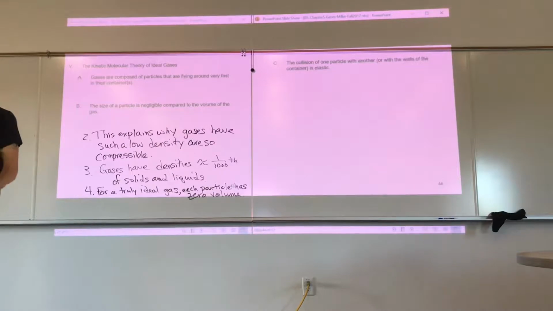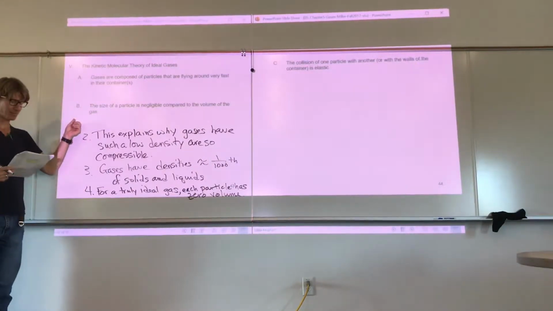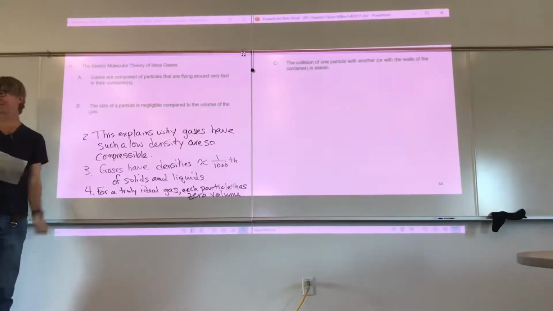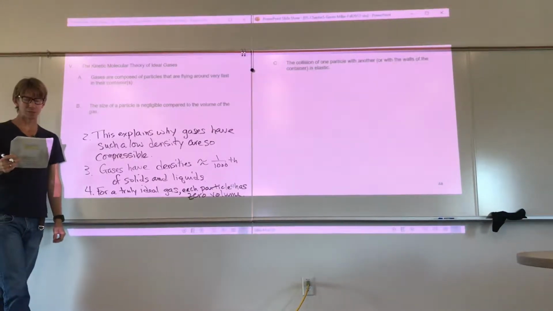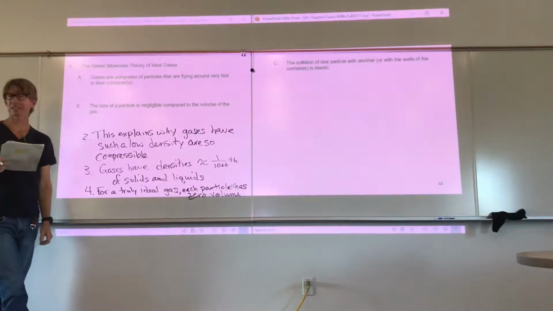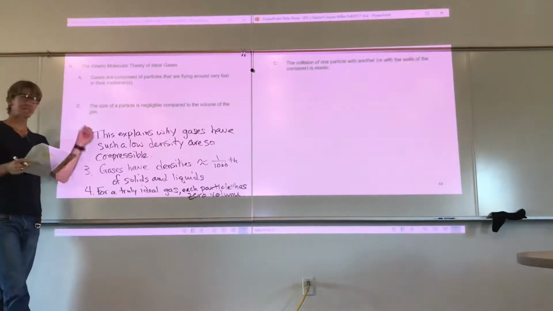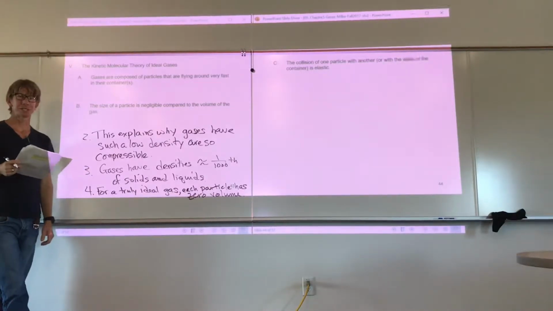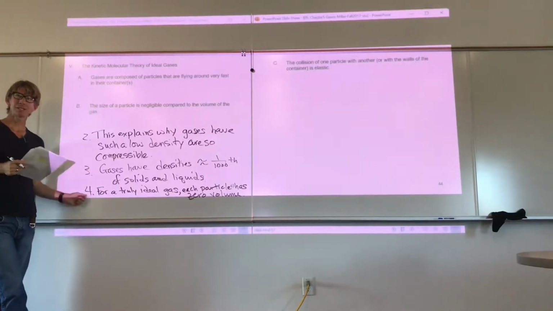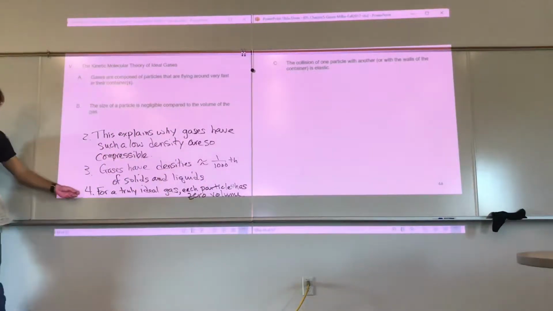Question, Brenna? Repeat 1. 1. For argon gas at STP, 0.01% of the volume of the gas is particles. I don't know if I exactly said that, but something very close to that.